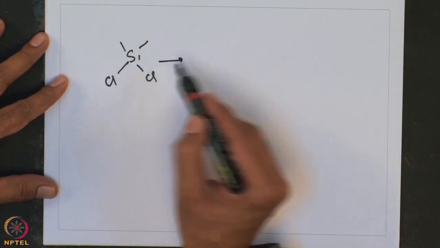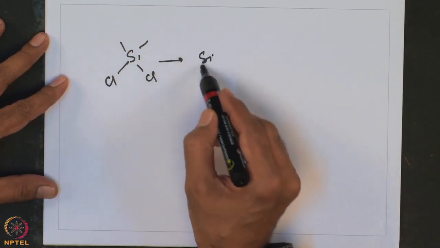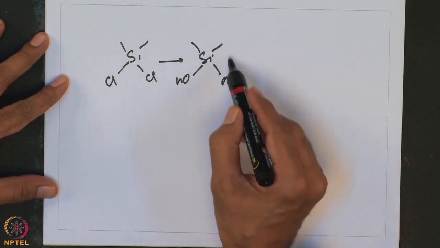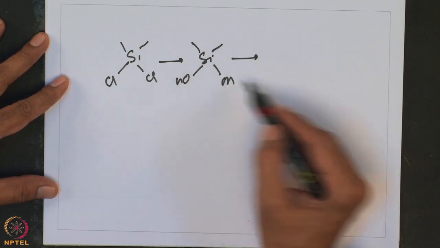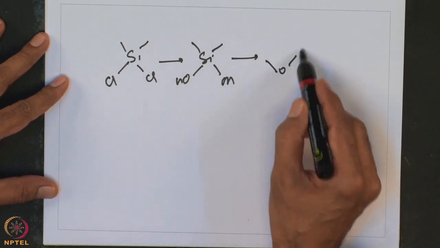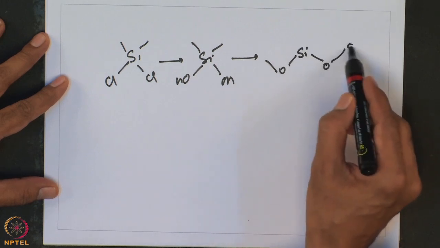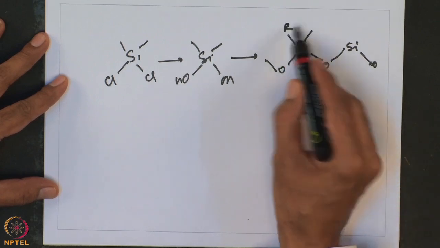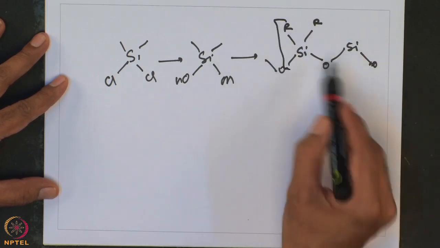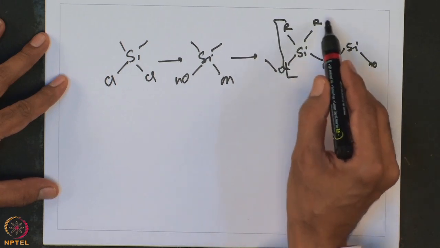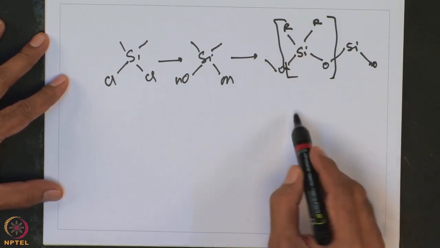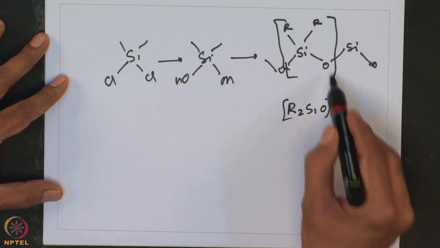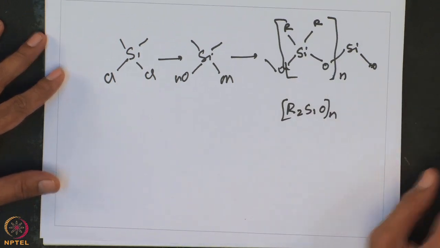So, this should be converted through hydrolysis first, like this, and then if you perform condensation again, you can generate something like this. It goes like this. Okay. So, here we have R group. So, you can consider this one, this essentially gives R2SiO. Okay. So, this is how n comes into the picture here. This is the monomeric unit.